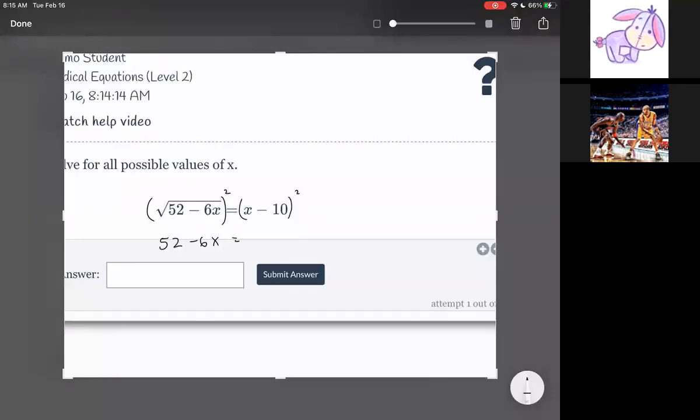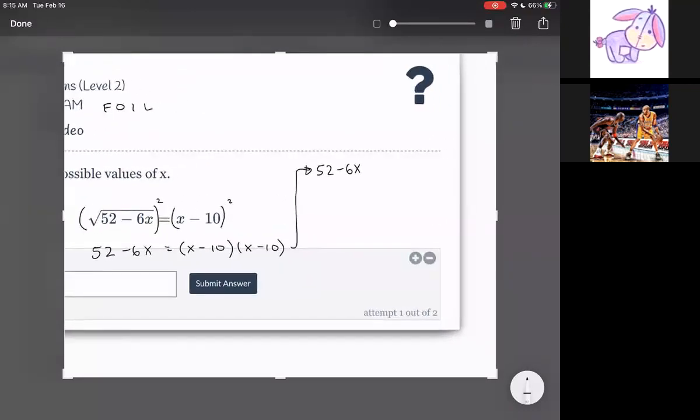So I'm just going to write it out twice so that we can FOIL it together. Remember FOIL, F-O-I-L. Let's multiply it out over here. I'm just going to rewrite the 52 minus 6x. But now we're going to do our FOIL process. FOIL stands for first. So we're going to multiply the first items in each of these factors. So x times x is x squared.